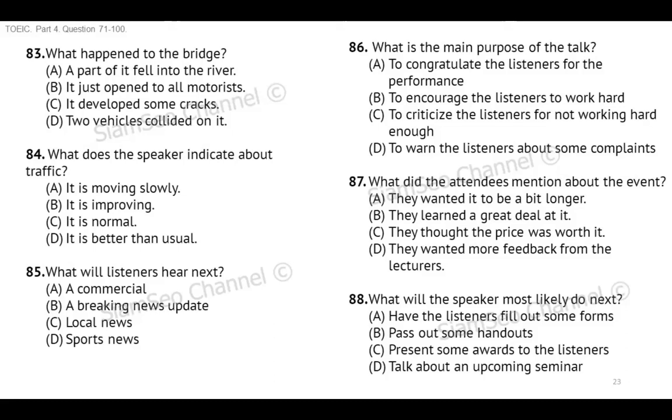Number 83. What happened to the bridge? Number 84. What does the speaker indicate about traffic? Number 85. What will listeners hear next?